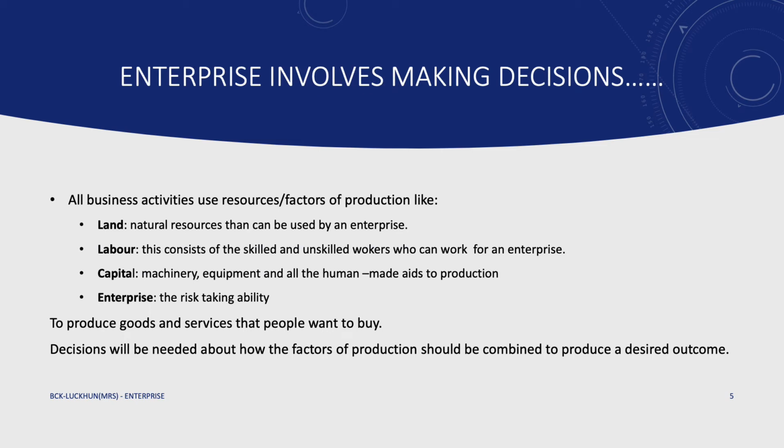Enterprise involves making decisions, so this is the first feature that we looked at before. All business activities use resources or factors of production like land, which consists of all the natural resources that can be used by an enterprise, labor, that is the skilled and unskilled workers who can work for an enterprise, capital, which include machinery, equipment, and all the human-made aids to production. And lastly, we have enterprise. This is the risk-taking ability.